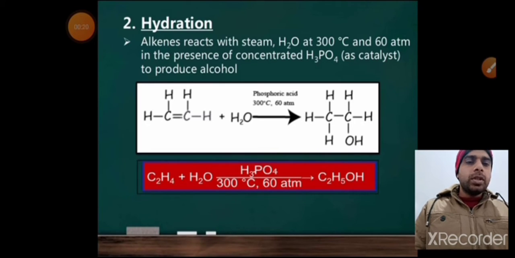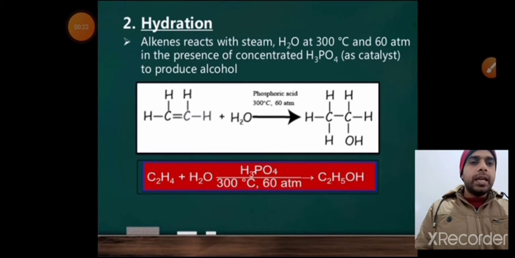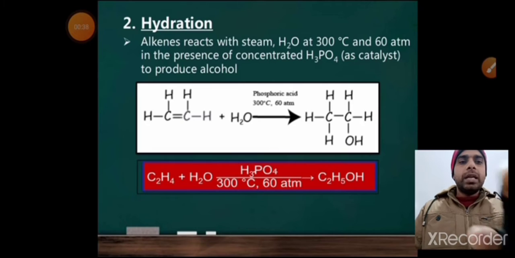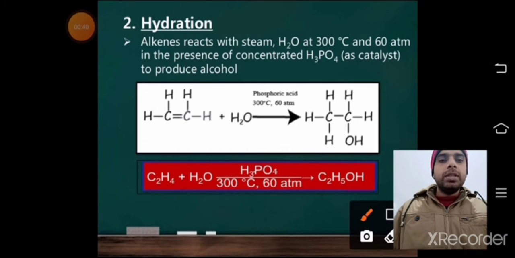Here the water is reacting at a very high temperature, 300 degrees C, and at 60 atmospheric pressure in the presence of concentrated H3PO4. H3PO4 is phosphoric acid, and that will act as a catalyst. So every time, it will give you this.